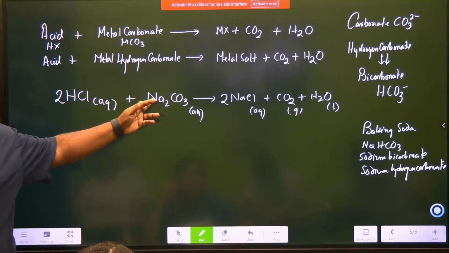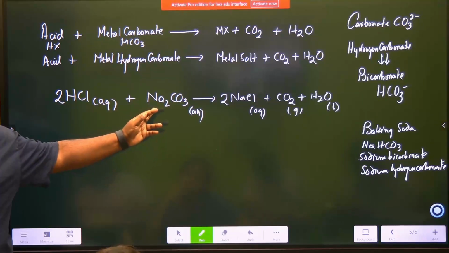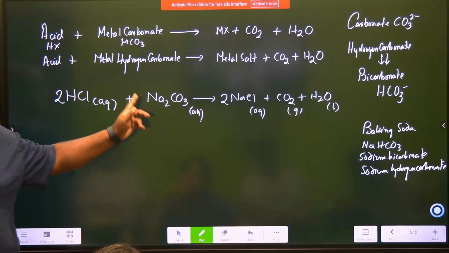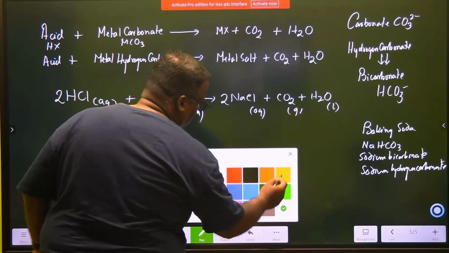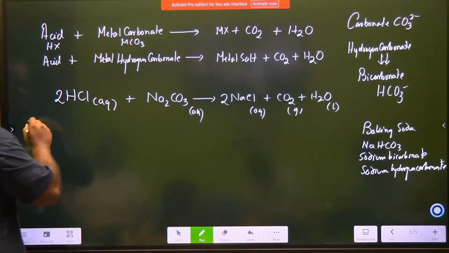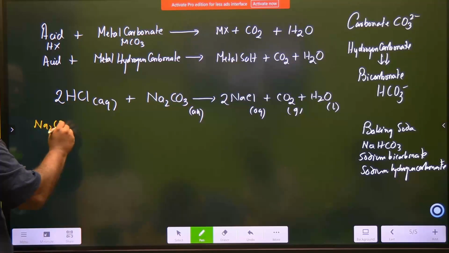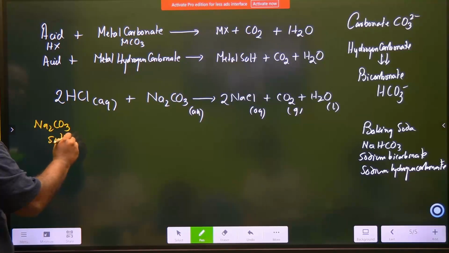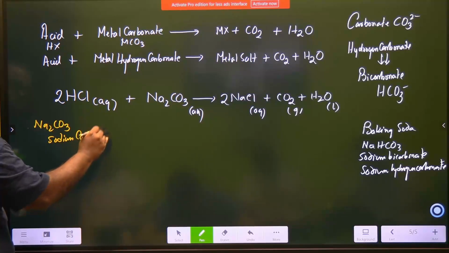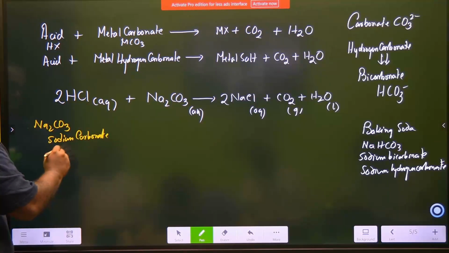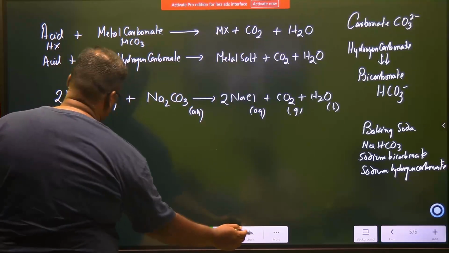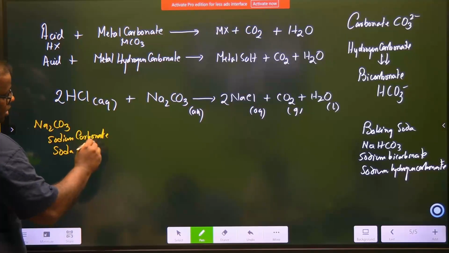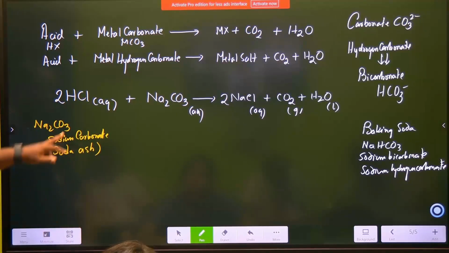And what we used here, sodium carbonate, people say this is washing soda. This is not washing soda. Washing soda is Na2CO3.10H2O. Write that down also, it will be useful later. Na2CO3 is sodium carbonate, right? Colloquial name is soda ash. People say that this is washing powder.